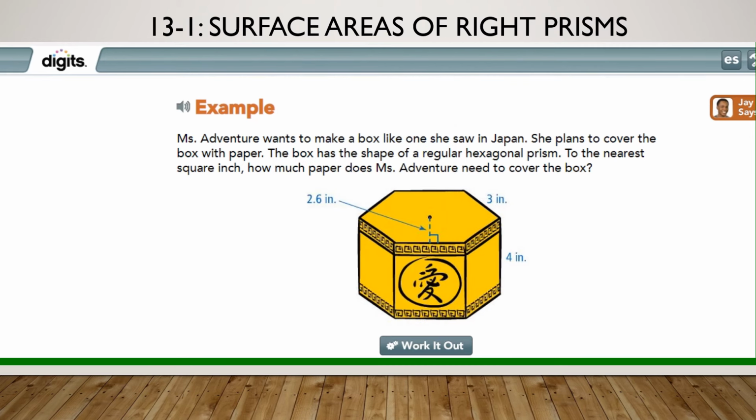All right, so this particular question doesn't say what is the surface area of the box. It gives us hints. It said Miss Adventure needs to cover the box. So we're trying to cover around it. Just think about wrapping paper. That is the surface area. Another tip is square inches. So we know that surface area is in square inches for this particular problem.